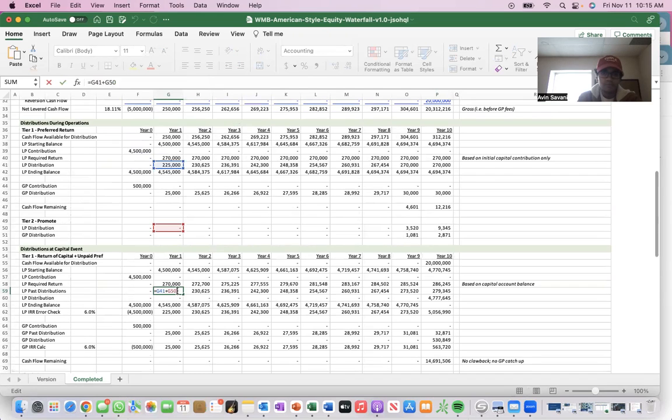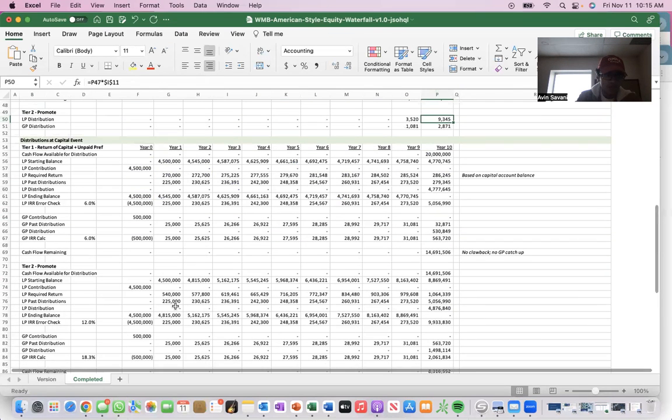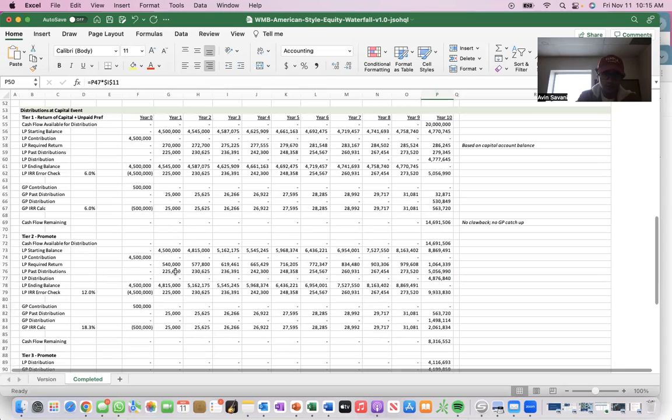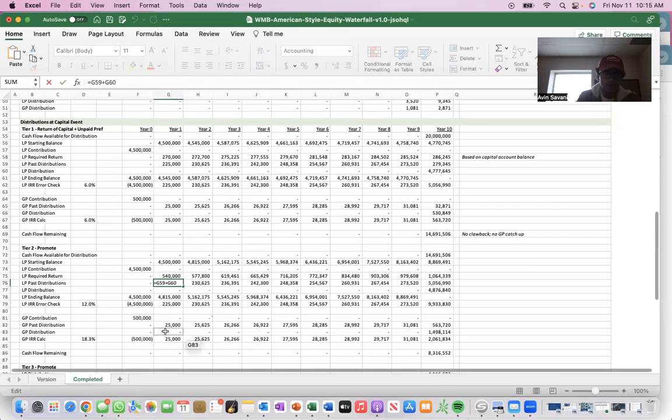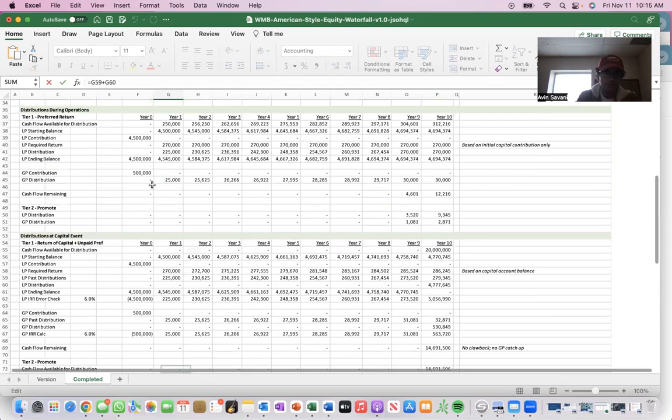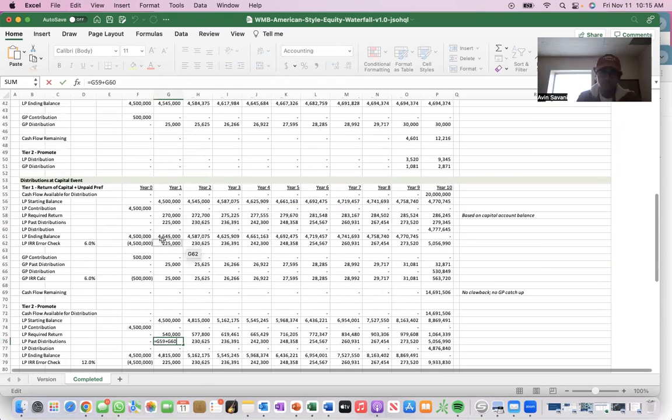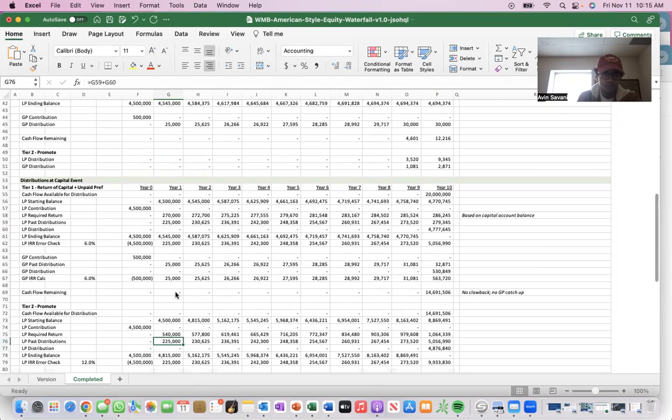So if you had some tier 2 promotes in that first phase, then they will be displayed here, and that's included in the past distributions. As you keep going, you'll see that the past distributions, as opposed to the first phase, are actually the distribution at capital event. So that's kind of how it's structured.